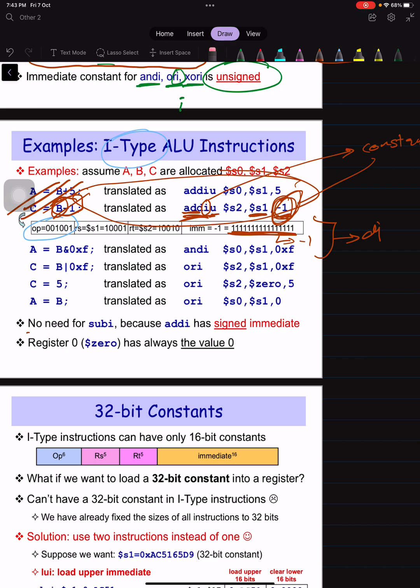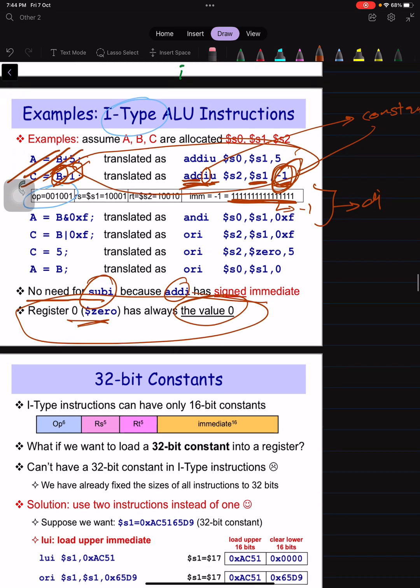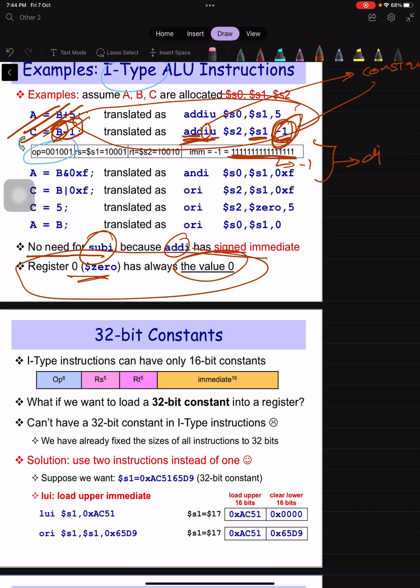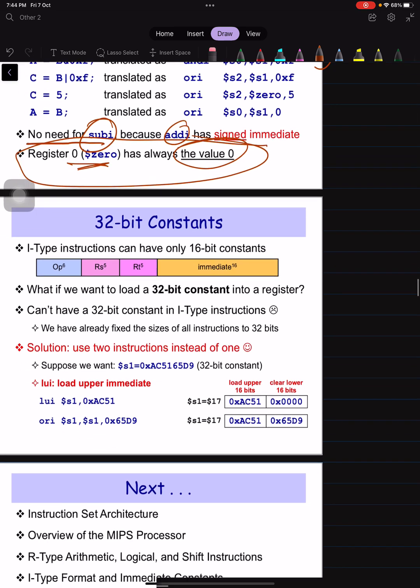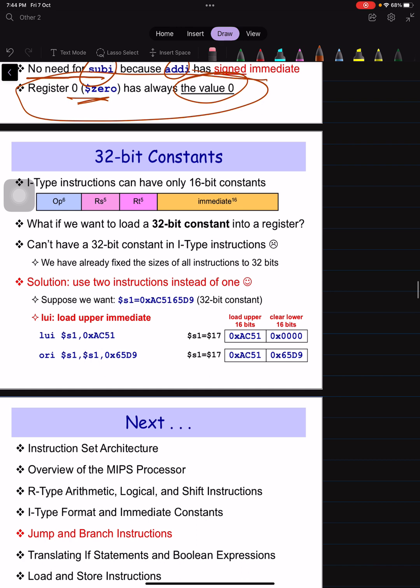As he's saying here, we don't need subI because addI is enough for me. addI has a signed immediate. Register 0 always has the value of 0. You may ask what you benefit from it. Sometimes we need to multiply or divide by 0, whatever we want, and we can use the I type with $0 so that I leverage the power of that.